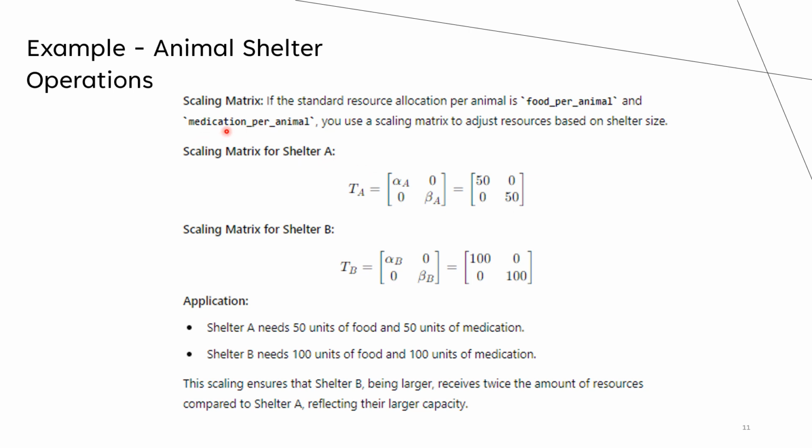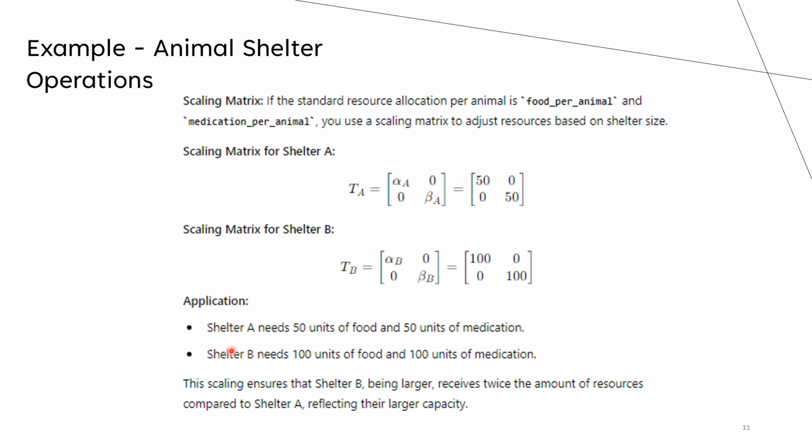So we can see with the scaling matrix, the standard resource allocation per animal is food per animal, and we have a medication per animal. You can use a scaling matrix to adjust these resources based on their shelter size.